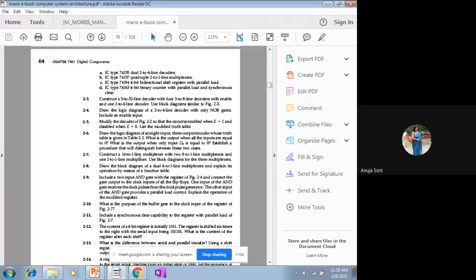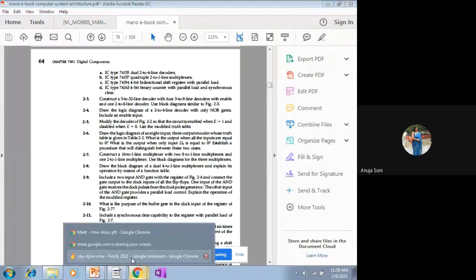I told you the difference between decoder and multiplexer in the last class: in a multiplexer, 2 raised to power n input pins will always be there, and one output line will be generated. And n specifies the number of select pins in this case. Select pins.